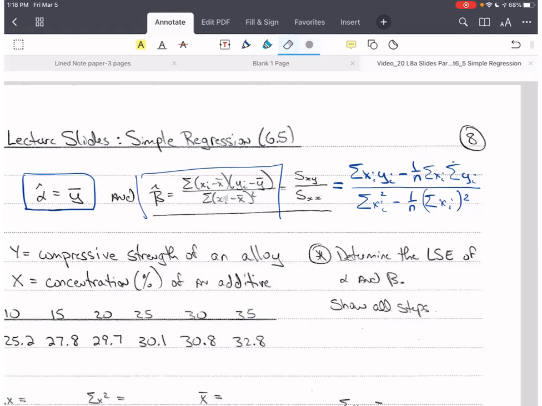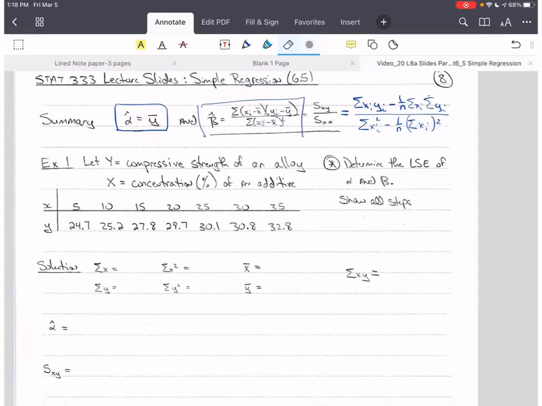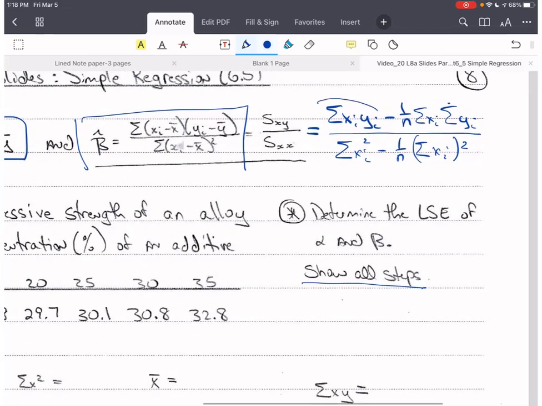All right. Our example is that we're going to let y be the compressive strength of some alloy, a metal. X is going to be the concentration, in percentage, of some additive. We want to determine the least squares estimators of alpha and beta, and we need to show all steps. Looking at our equations, we need the sum of x times y, the sum of x, the sum of y, and the sum of x squared. Here is the sum of x again. So we need those four quantities.